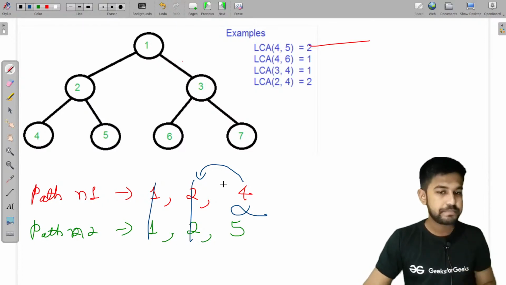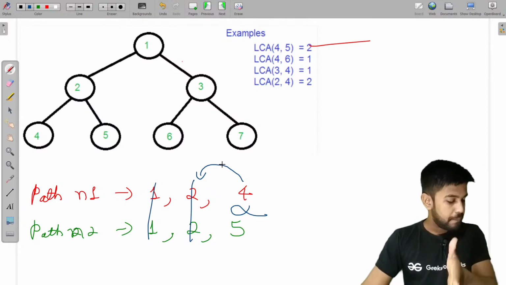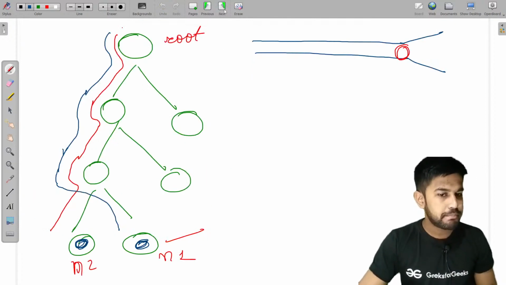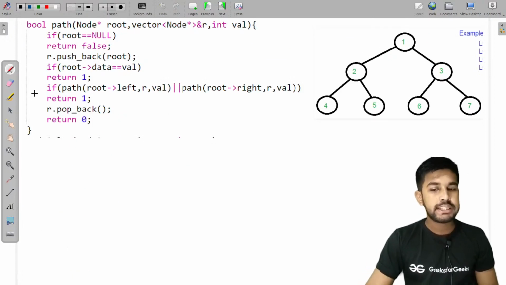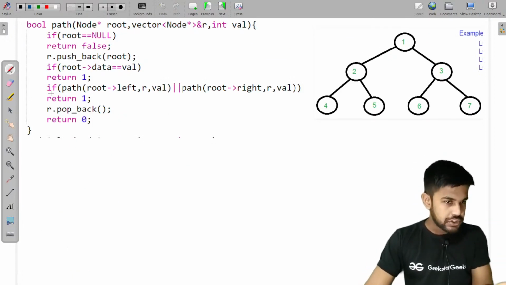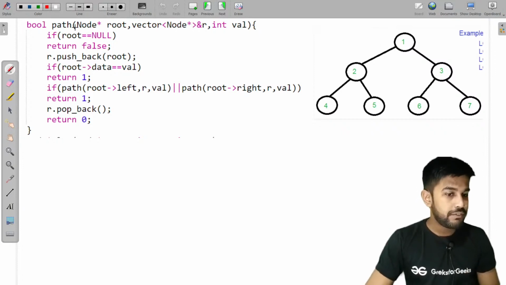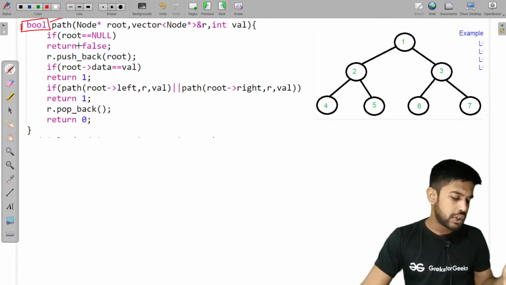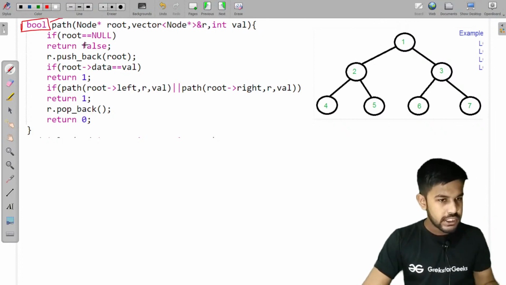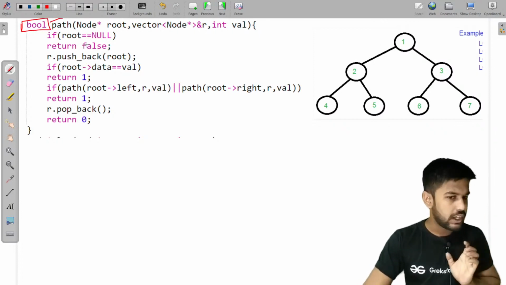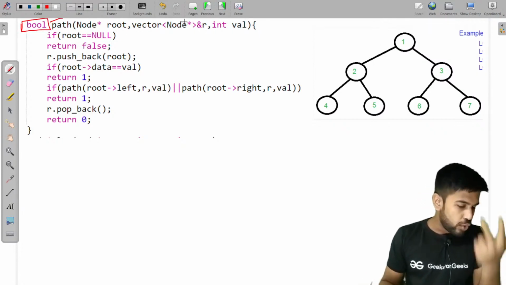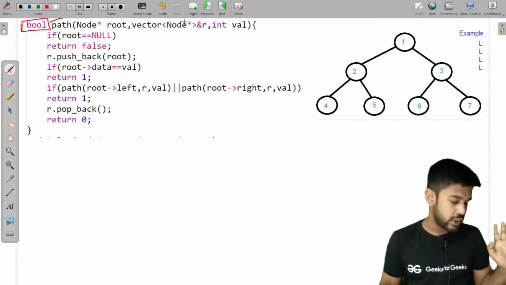Now let us see how we can find the path from root to n1. This is very simple. Let us first write the function for finding the path. What we would do is find the path; if the node is present, this would return true. If it is not present, it won't return true. If this is false, we would simply say that there is no such node existing, and it is already said that either both of the nodes would exist or none of the nodes would exist.